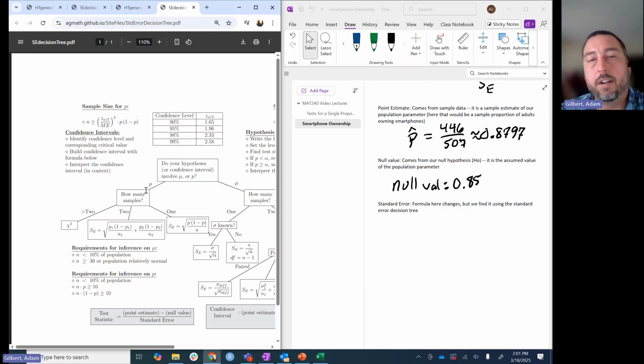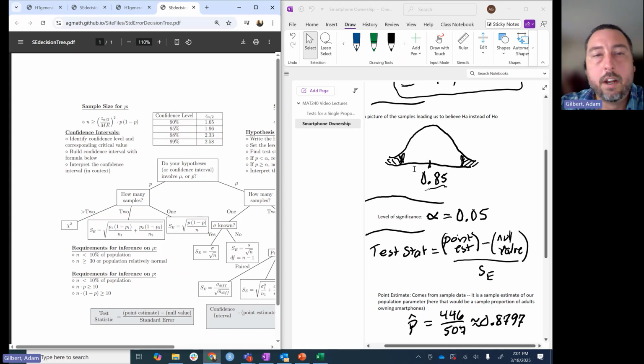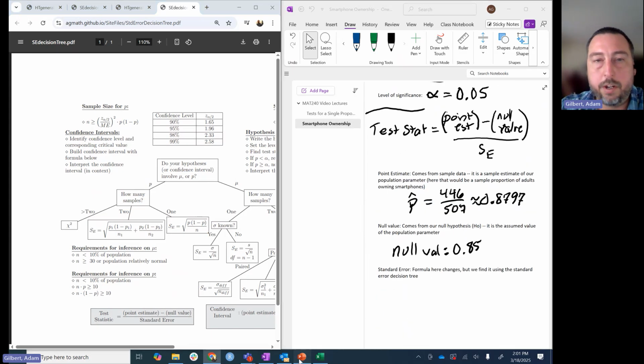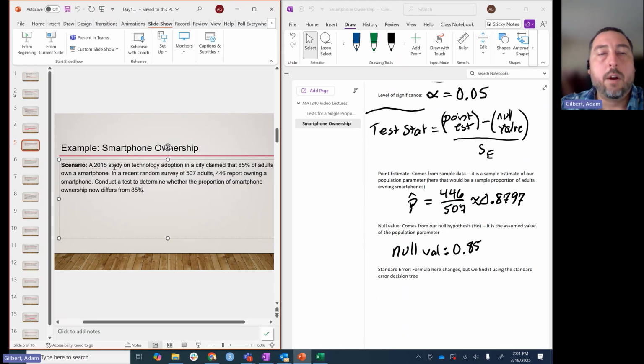And now we want to think about how many samples we have taken. How many groups are we comparing to one another? Be a little bit careful here. This is not the sample size. This is how many groups we have, how many times we went out and collected data. Here, if we go back to the slide, we're just interested in adults. So adults are one big population in this city, and so we're not comparing two groups against one another. We've just got one group that we're working with.